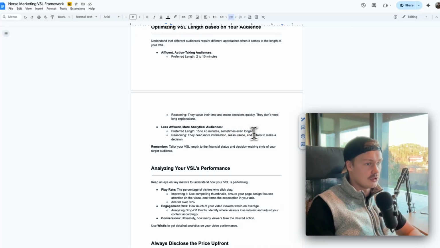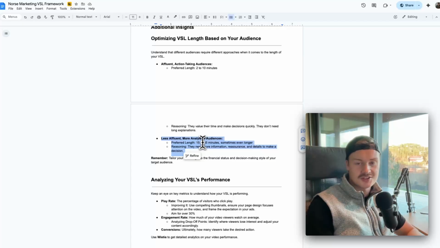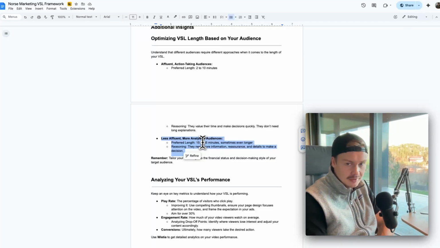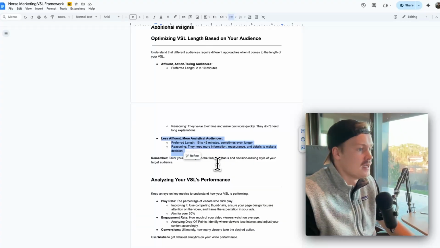And sometimes even longer. Reasoning: they need more information, more reassurance, more detail, more framing, more proof, more of everything to make a decision. And the biggest mistake we see is when high-ticket businesses try to take this approach for products that cost $10,000 or more, and they don't sell anything. And that makes complete sense, okay?